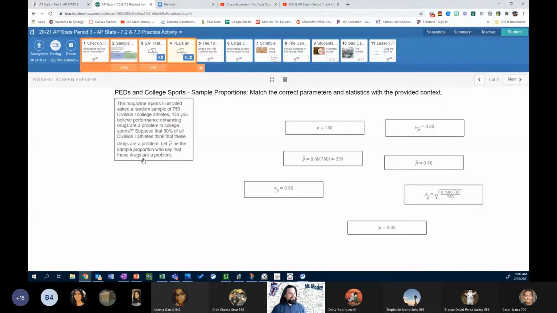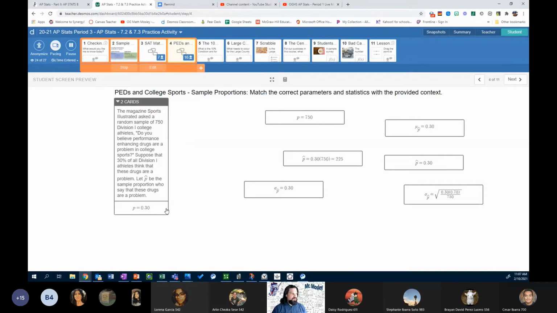So the first thing we can do, given these things, because we have p, mu of p hat, we have all these kinds of craziness going on. We have the population, sorry, wrong p. Population proportion is 0.30, because 30% of all Division I athletes think this is a problem. So then we are looking for the mean and standard deviation of the sampling distribution of sample proportions, right?